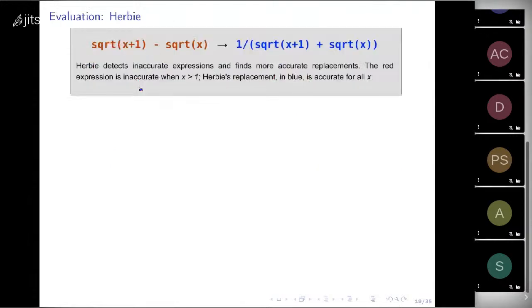Yeah. So one of the things that they use to evaluate their work is a library called Herbie. Essentially, what Herbie does is it inspects your code, and it tries to rewrite bad floating point expressions into good floating point expressions. By bad they mean that the expression is inaccurate, and by good they mean that the expression is floating point accurate for all inputs.